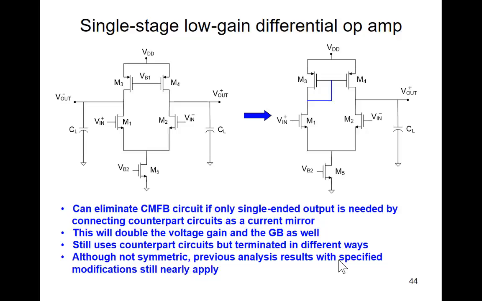Okay, so here's another single stage low gain amplifier. This amplifier has double the gain of the one on the left, but we lose the second output. So what are the pros and cons? We get a doubling of gain, we get a doubling of gain bandwidth product, but we give up the differential output. If you're building a catalog part, is giving up the differential output a big deal? No. Almost no catalog parts have a differential output.